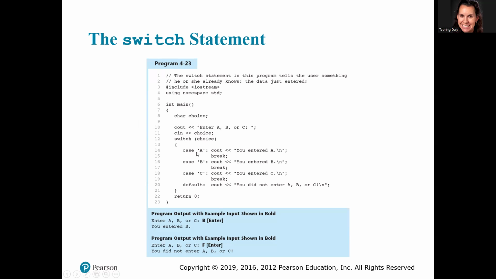And then if the case is A, because we're using letters that have single quotes around them, it's going to print out you earned an A. If the case is B, you earned a B. If C, you earned a C. And default would be you did not enter an A, B, or C. Okay, so that would be your invalid.